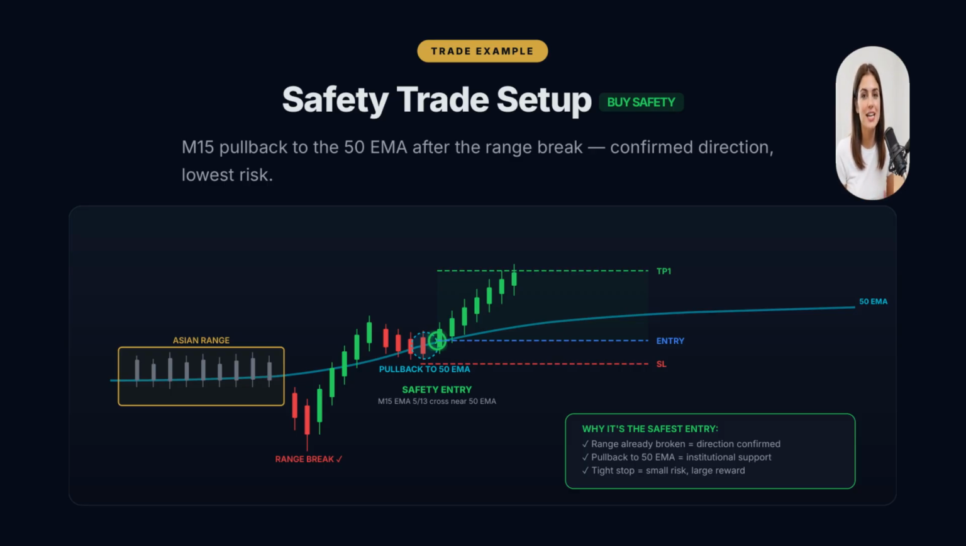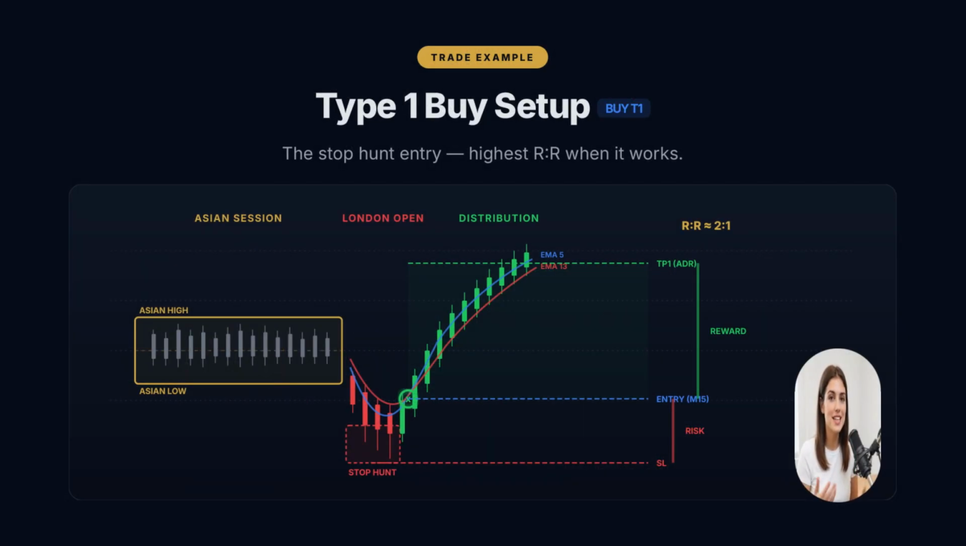Here's a Type 1 buy setup drawn step by step. The Asian range forms the box. At London Open, price drops below. This is the stop hunt, triggering retail sell stops. Then the EMA 5 crosses above EMA 13 on M15. That's your entry. Stop loss goes below the wick. TP1 is the ADR projection from the daily low. The green shaded area is your reward zone.